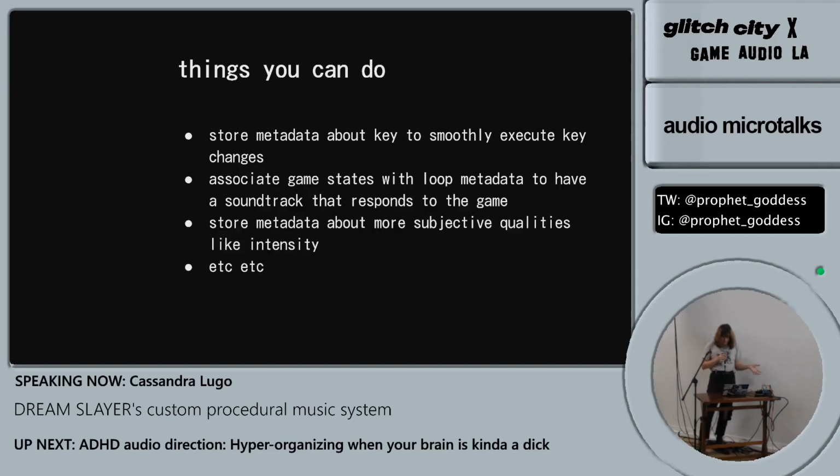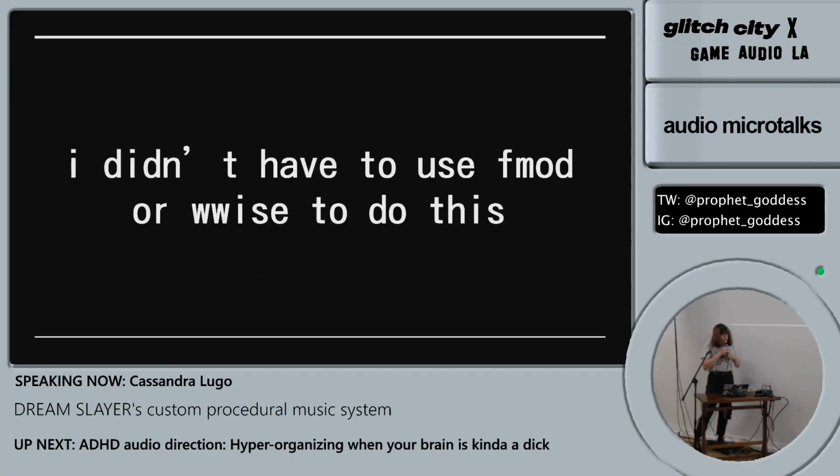You can associate specific instruments or timbres with certain locations in your game and export stems of the same music being played with different instruments, or you can make the music more intense when the player is close to death. You can do a lot of stuff if you encode metadata about what these stems are supposed to do. And then the cool thing about this is that I didn't have to use FMOD or Wwise to do this.